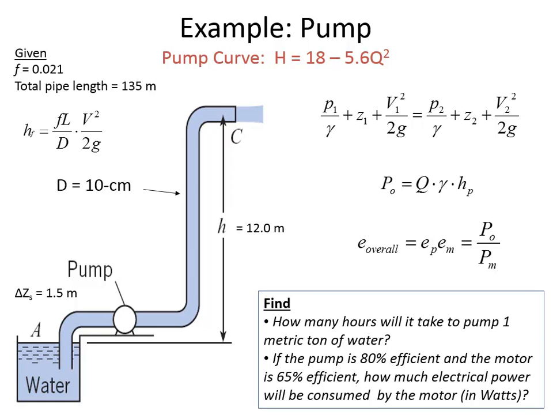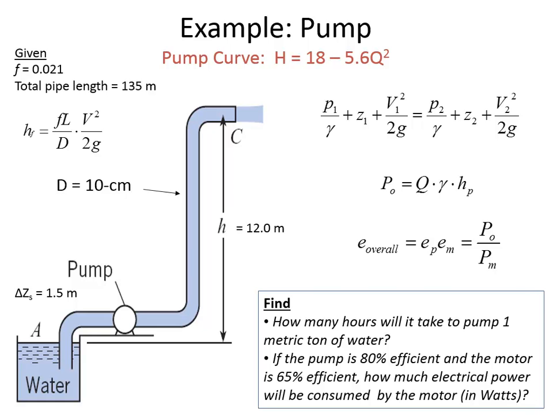And we also need to put in the friction losses. The friction loss here is going to be f L V squared divided by 2g D, and we'll put that also in terms of Q. So the friction losses are going to be 0.021 f, now times our L, 135 meters, Q squared, divided by D. In this case, we're given the diameter of the pipe. I haven't started substituting in all the values yet.